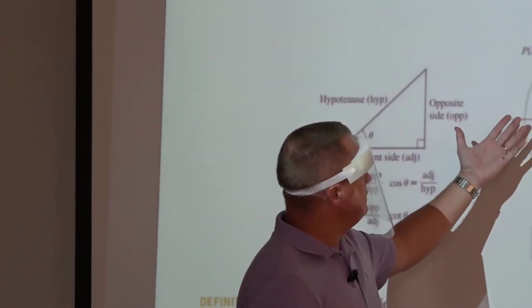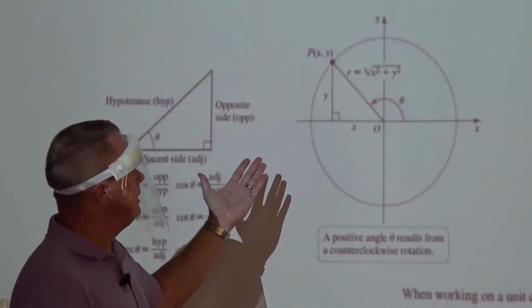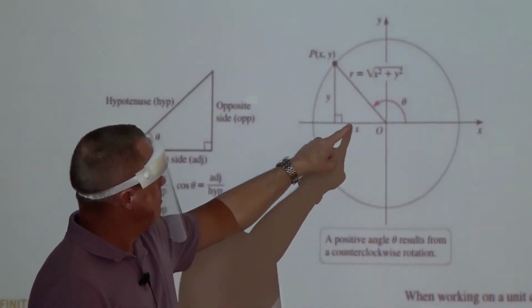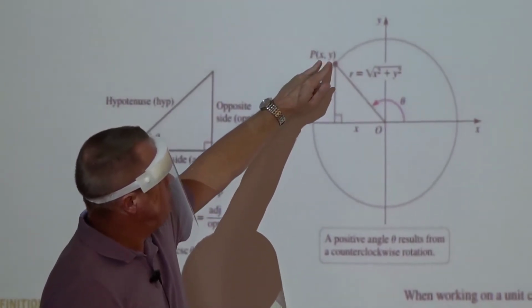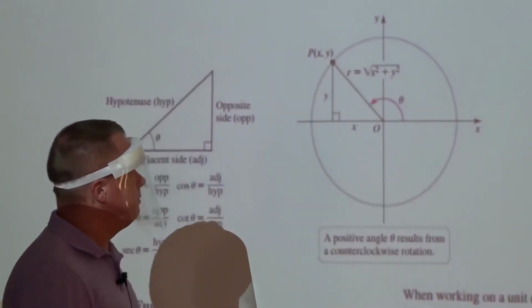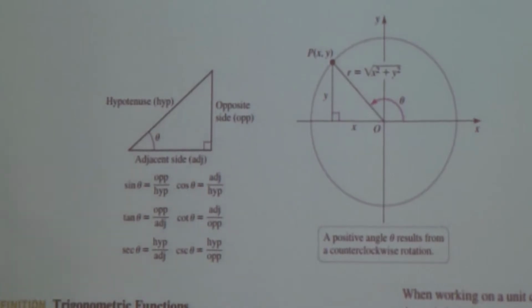Another way is with a circle, which we normally think of as the unit circle, but here this would be x, that would be y, which is that point there, and then the radius would be the square root of x squared plus y squared, just the Pythagorean theorem.